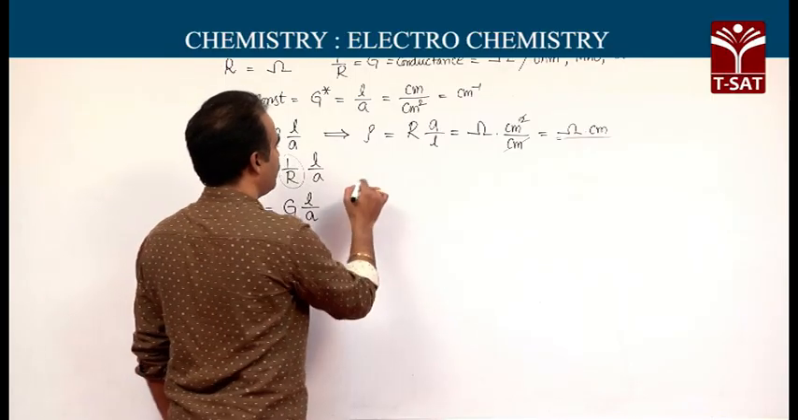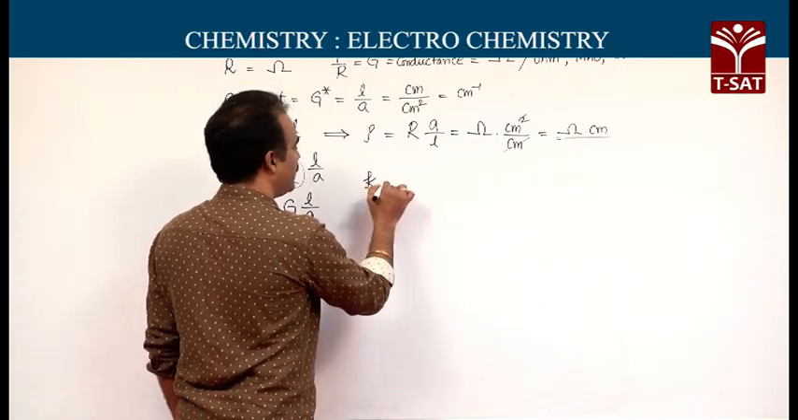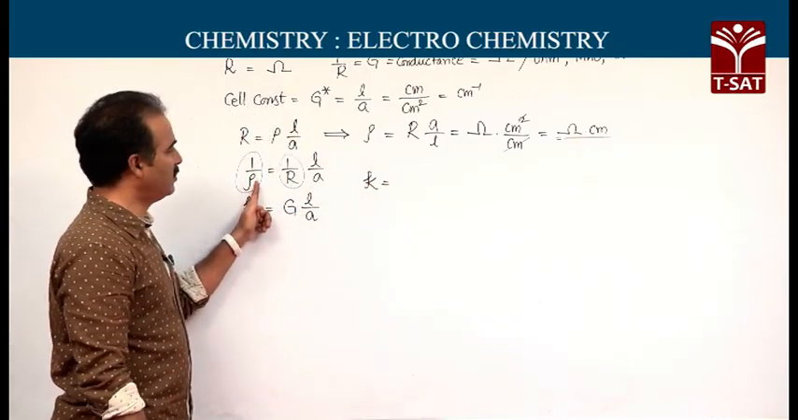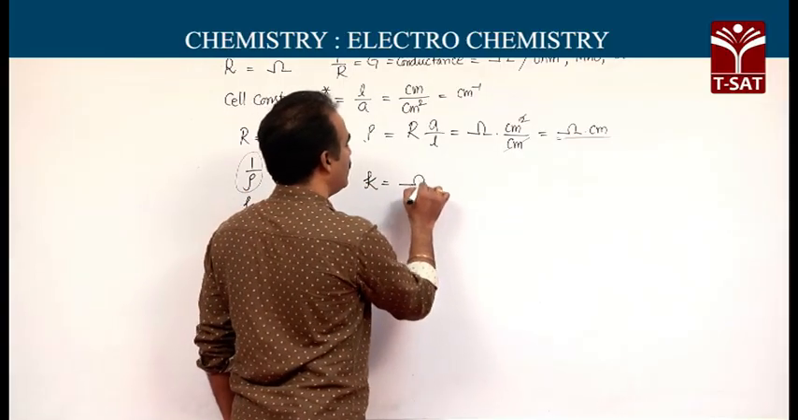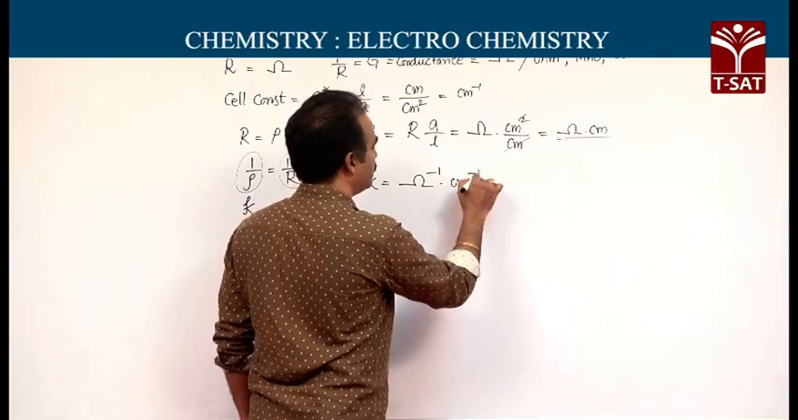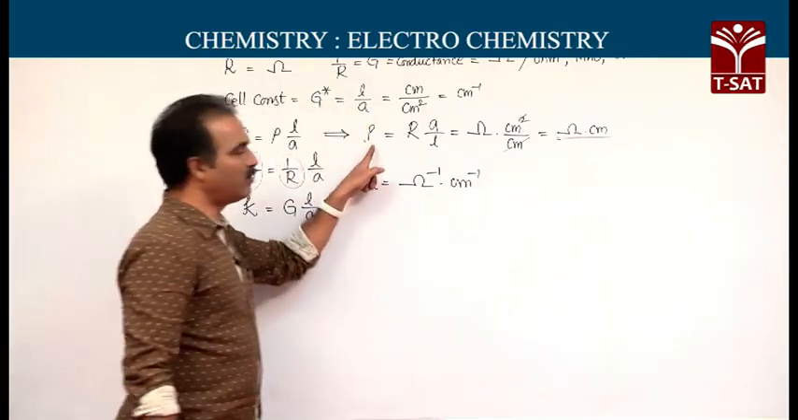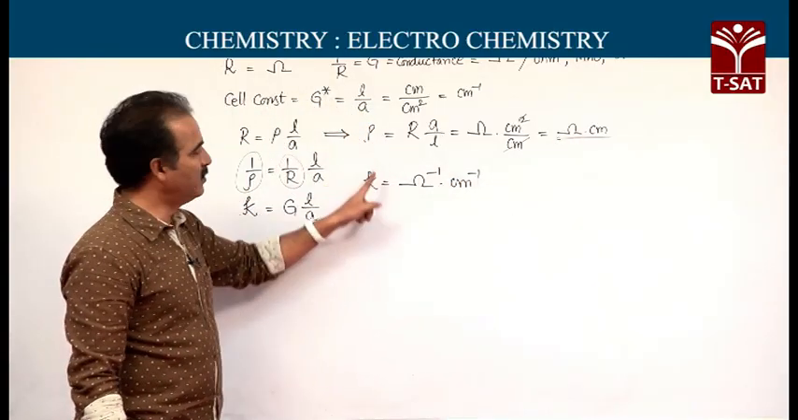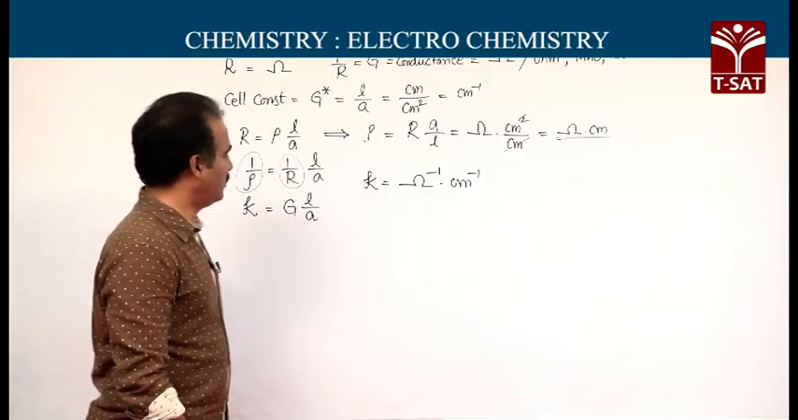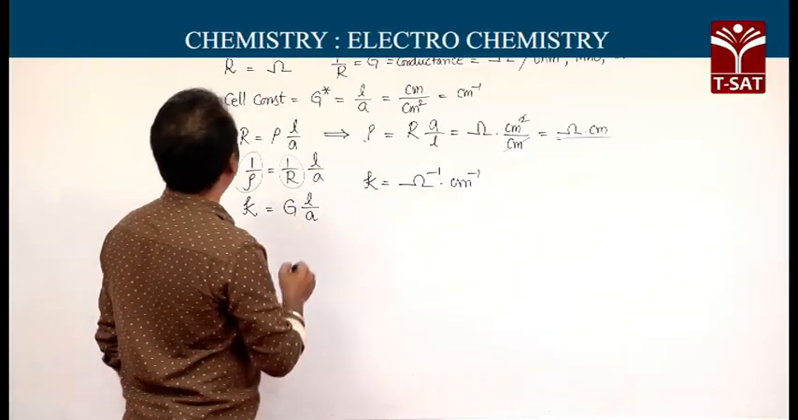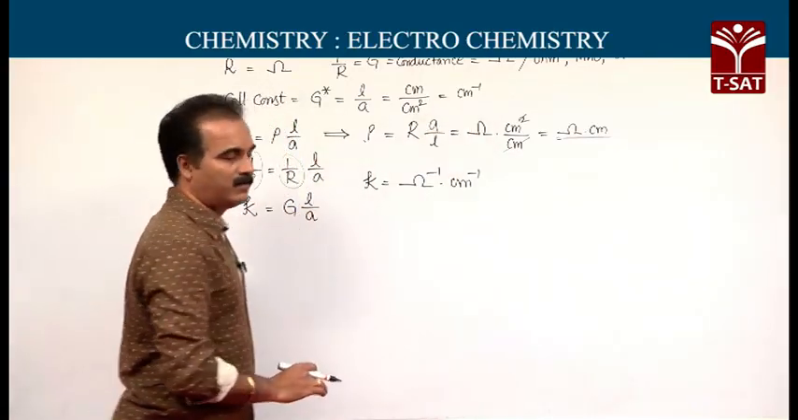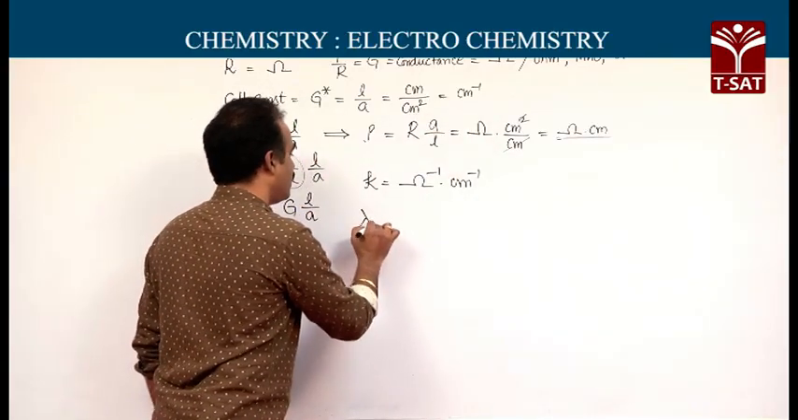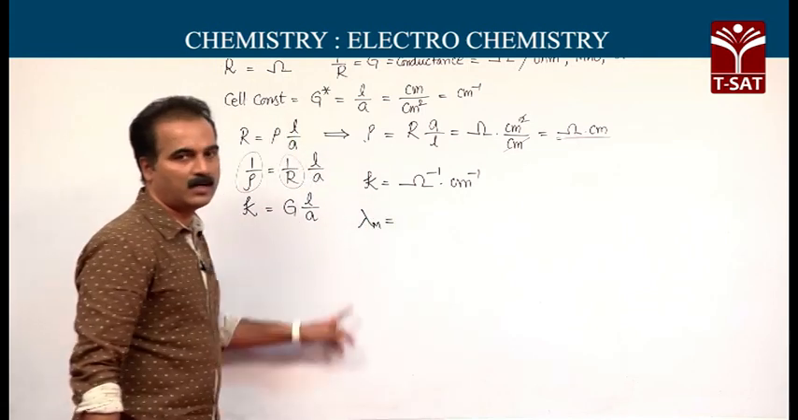So, the reciprocal of it is called specific conductance. Reciprocal is 1 by rho, that is K. What are the units of K? Ohm inverse, centimeter inverse. Then we have cell constant, already centimeter inverse. Now, molar conductance. What are the units of molar conductance?